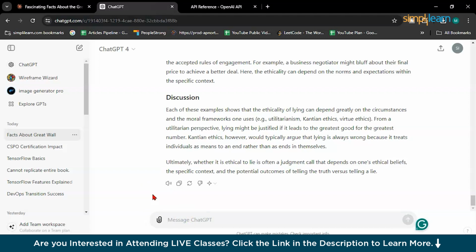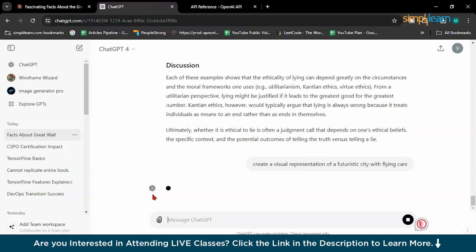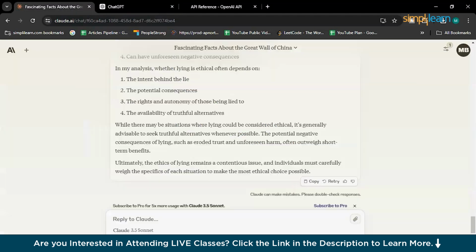Okay. So now let's generate some images. So this is our next category, generating images. I will write here: create a visual representation of a futuristic city with sustainable features and flying cars. Flying cars. Okay, so first I will copy it and I will paste it here.